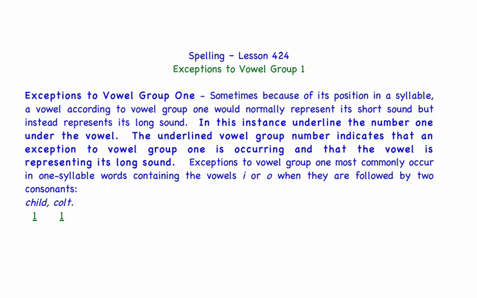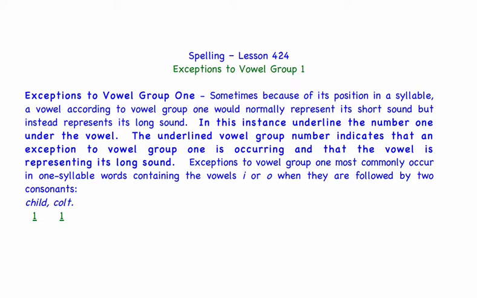This is lesson 424, a spelling dictation lesson. And in this lesson, we're going to work with words that represent exceptions to vowel groups 1, 2, and 3. Let's talk about exceptions to vowel group 1 first.